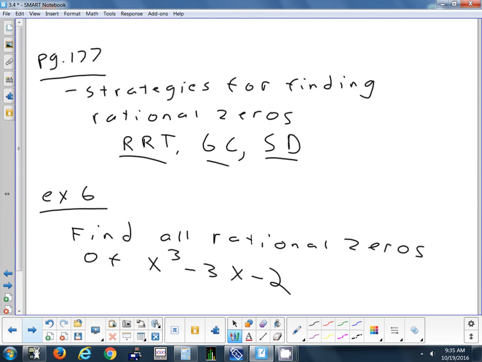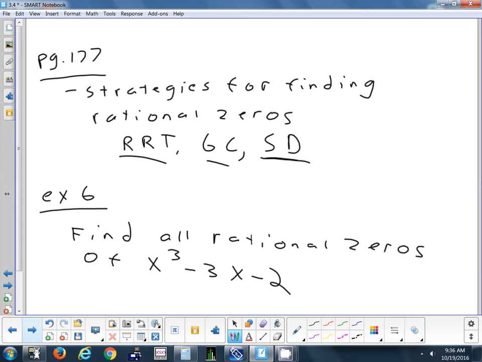All right, so the strategies that we can use to find rational zeros pretty much go in this order. Start with the rational root theorem to make a list of possibilities. Use the graphing calculator to narrow down that list of candidates. And finally, once you find a candidate, divide through by it synthetically.